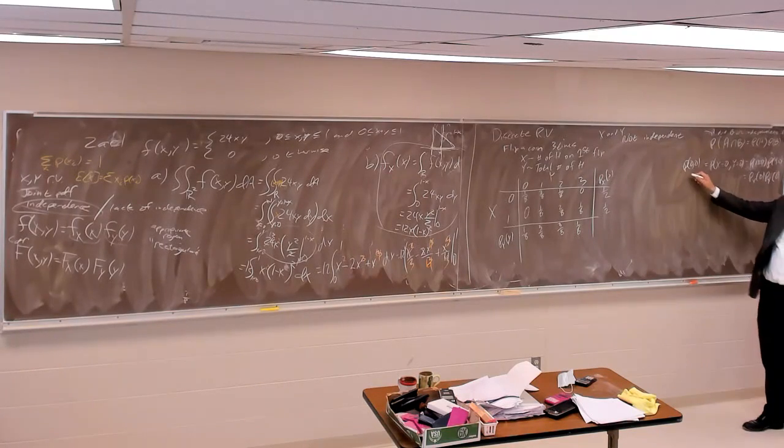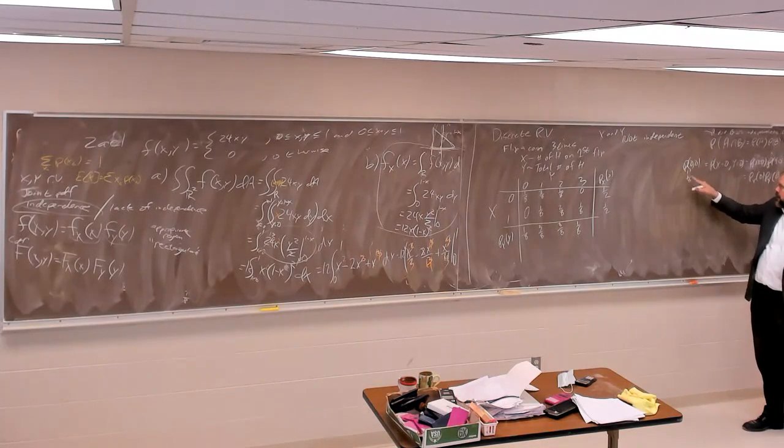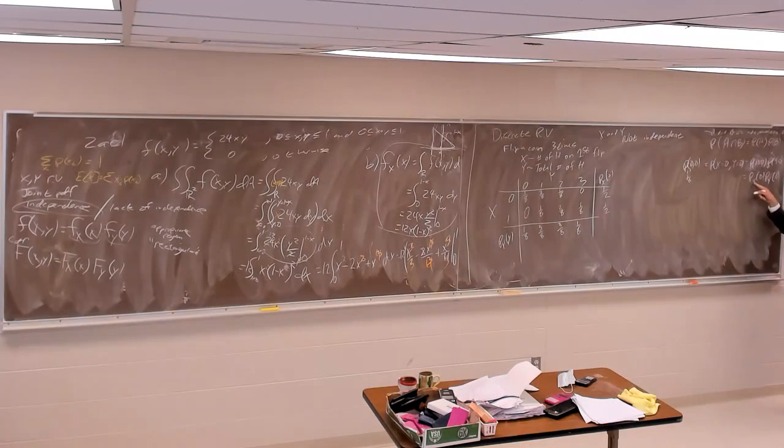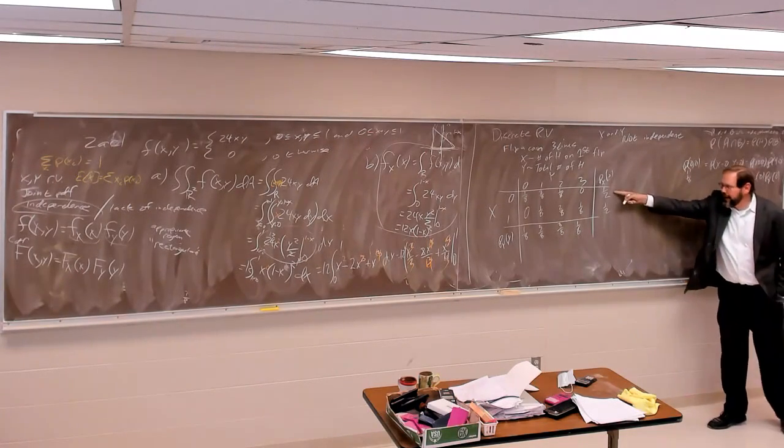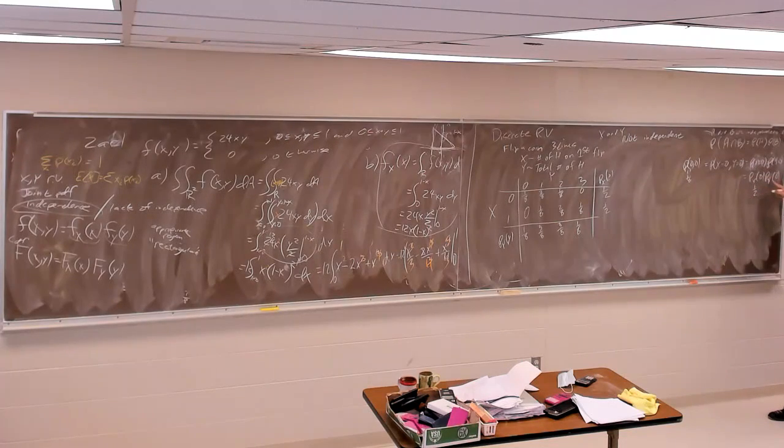And I can see over here, I get a 1/8. But over here, what is the probability that x is equal to 0? That's 1/2. And what's the probability y is equal to 0?